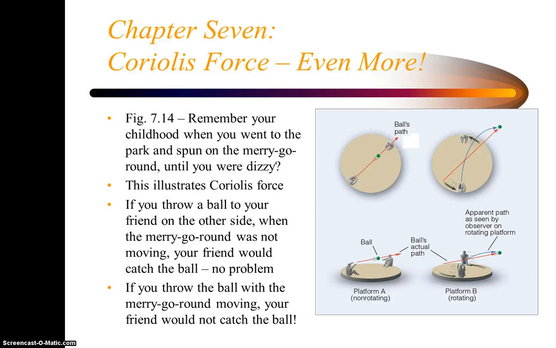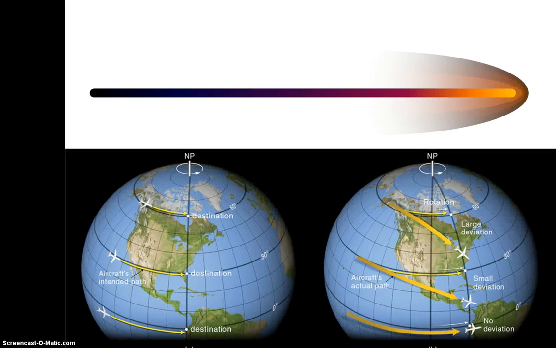Remember back in your childhood when you went to the park and you spun around on the merry-go-round until you were dizzy? Well, this illustrates the Coriolis force. If you and a friend got on that merry-go-round and the merry-go-round was not yet moving and you threw a ball to your friend, obviously your friend would not have any problem catching the ball. But then you get that thing spinning around and around like crazy, and you throw the ball, it's highly likely that your friend is going to have great difficulty trying to catch that ball because relative to the spinning of the platform, the ball is going in a different direction. That's what Coriolis force is all about.